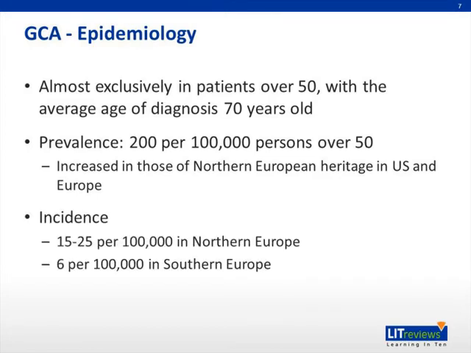The incidence, or the number of new cases per year, varies by location. In Europe, there are about 15 to 25 new cases per 100,000 people in Northern Europe, and a much lower 6 per 100,000 in Southern Europe. As observed with many autoimmune diseases, women are affected 2 to 3 times more often than men.